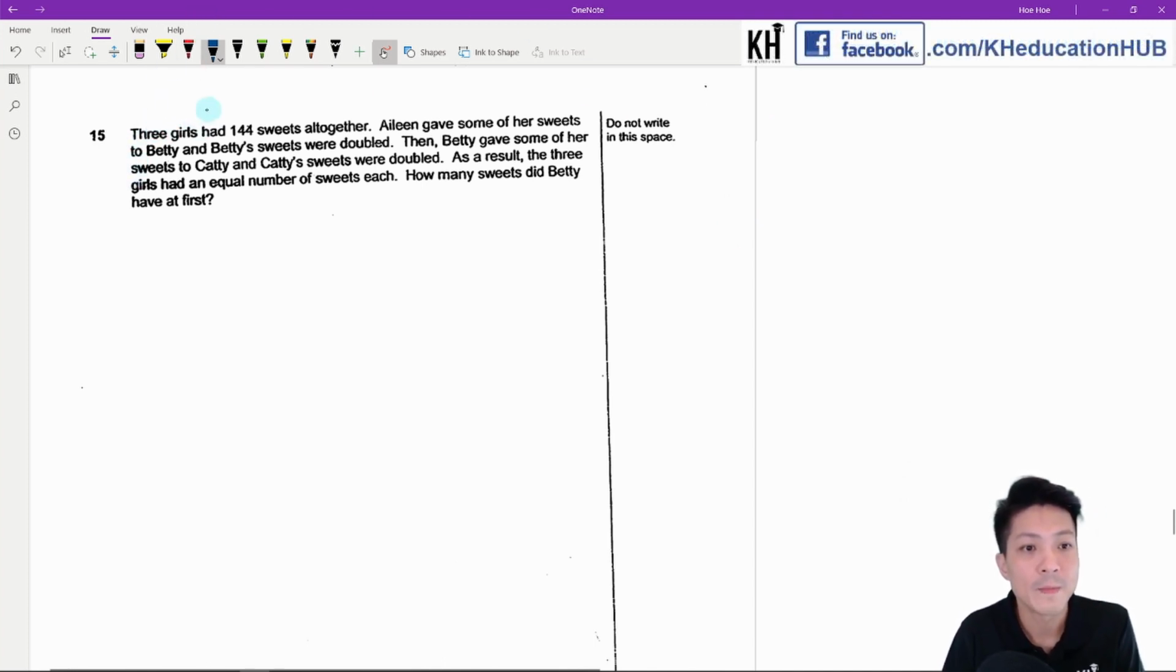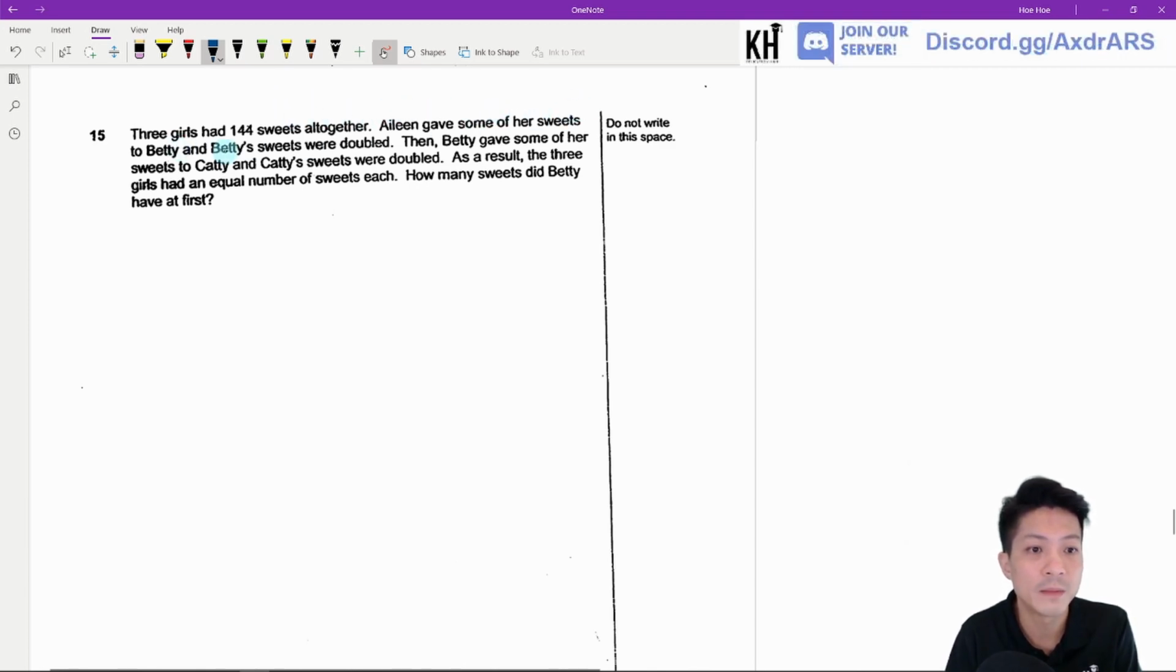Question 15. Three girls had 144 sweets altogether. Eileen gave some of her sweets to Betty, and Betty's sweets were doubled. Then Betty gave some of her sweets to Katie, and Katie's sweets were doubled. As a result, the three girls had an equal number of sweets each. How many sweets did Betty have at first?